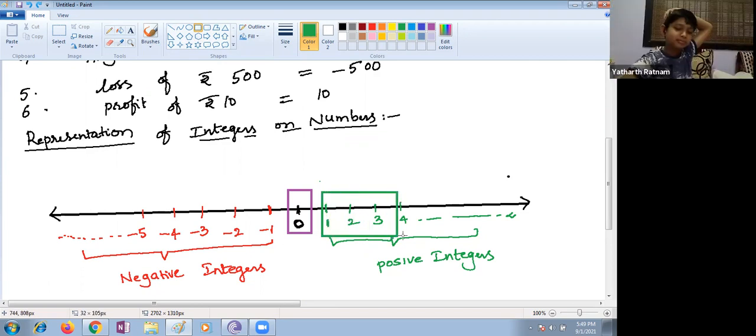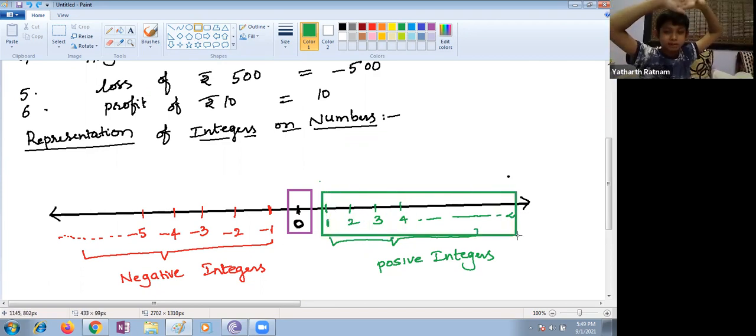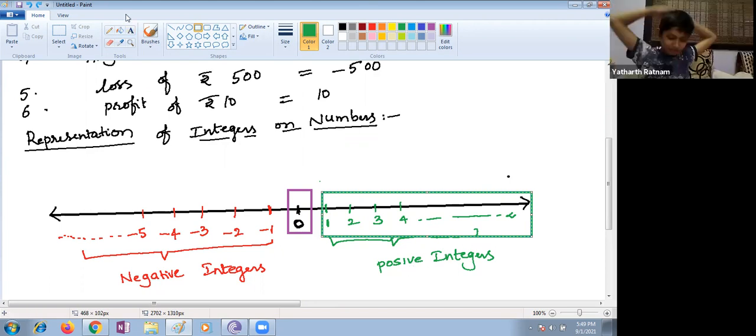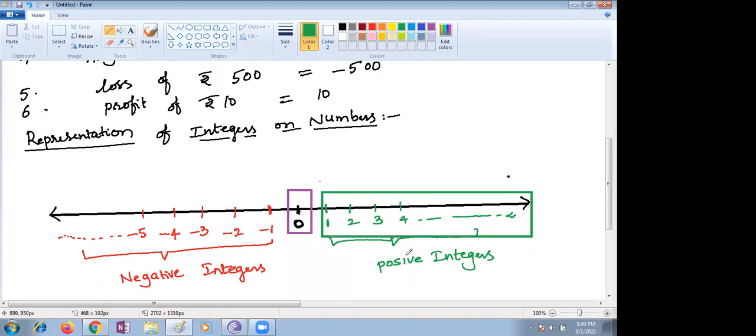Ma'am, you wrote positive integers below the green one, but the spelling is missing a letter. Sorry, I didn't check, children. Please correct this. Positive integers.